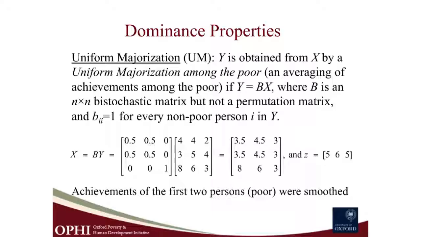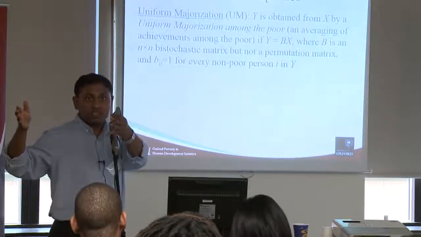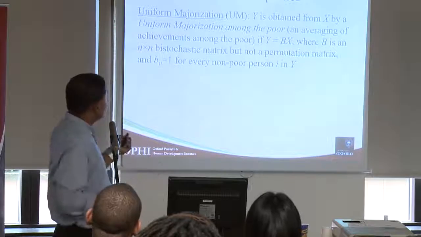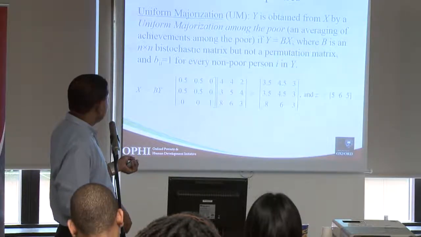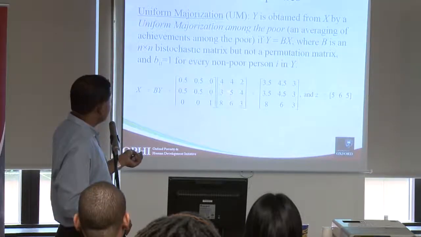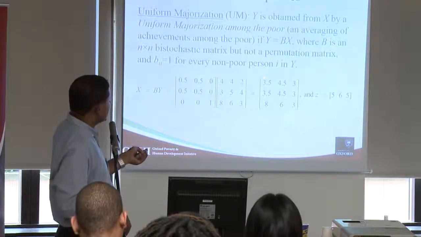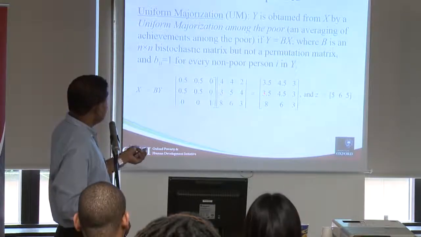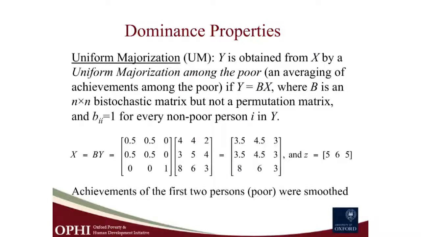Okay. Now this is something that I did not introduce, something called uniform majorization. The idea is that if one distribution is obtained from the other by multiplying by this bistochastic matrix, so if you obtain a less unequal distribution from another distribution using such a bistochastic matrix, this is called uniform majorization. That's the intuition behind it. So if you multiply this by this, you get this. You see, for each dimension it has been smoothed. So you have 4, 3, 8, you multiply by this, you get this. So each dimension has been smoothed.